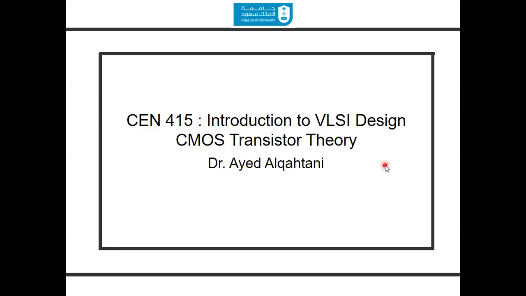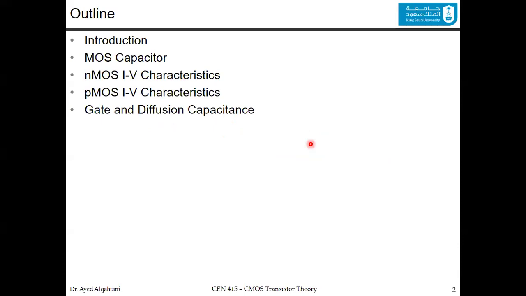This is Introduction to VLSI Design, and today we will talk about CMOS transistor theory. In the outline, we will go through the introduction, the MOS capacitor, and then we will see the NMOS and PMOS current voltage characteristic, and then we will talk a little bit about the gate and the diffusion capacitance and why are they important to us.